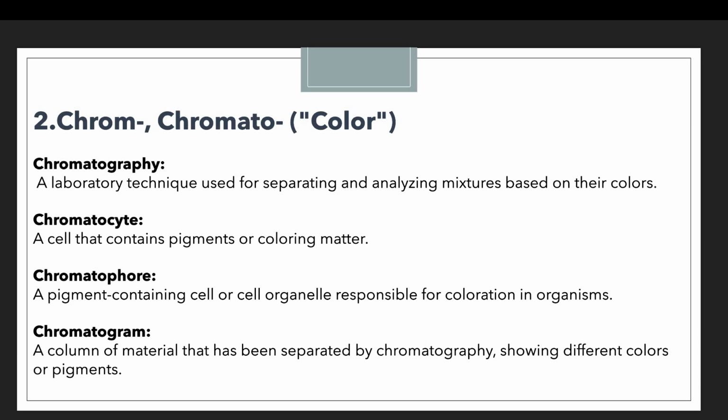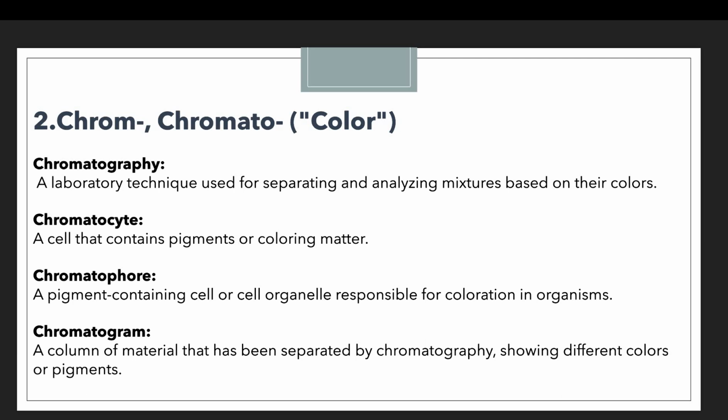Then we have chromatocyte. Now what is chromatocyte? A cell that contains pigment or coloring matter. So when you want to showcase something as a cell that contains pigments or coloring matter, then we will use the terminology chromocyte.